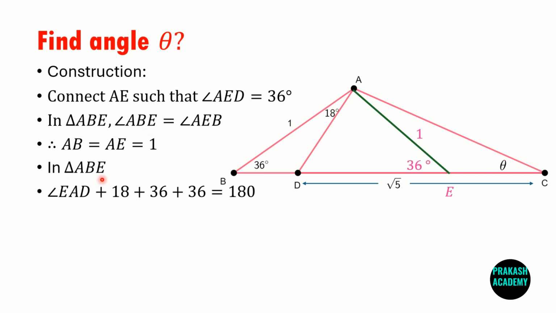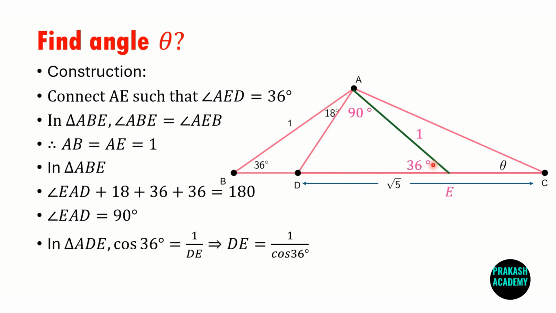Now let us see triangle ABE, the same triangle. We can calculate this angle. So angle EAD, that is this angle, plus 18 degrees plus 36 degrees plus 36 degrees should be equal to 180 degrees, because the sum of the angles in a triangle is 180 degrees. So this means EAD is equal to 90 degrees. So now this is a right angle triangle and DE, the length between D and E, is the hypotenuse.